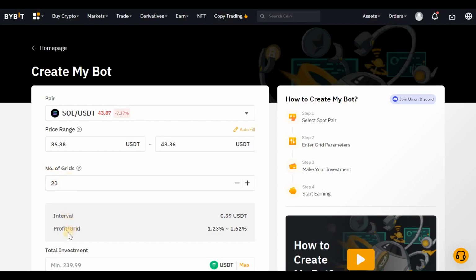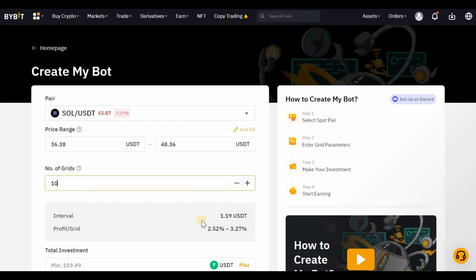If you look over here, my profit per grid is from 1.2% all the way to 1.6%. To increase your percentage profit per grid, you need to reduce the number of grid lines that you are going to use within this trading range. So right now, I can reduce this to 10. Take a look at my profit per grid. You would see that it has increased from 1.2% to 2.5% and a maximum of 3.2%.